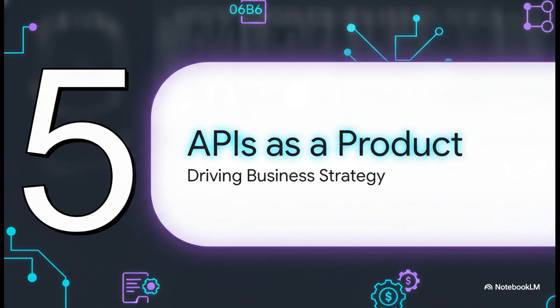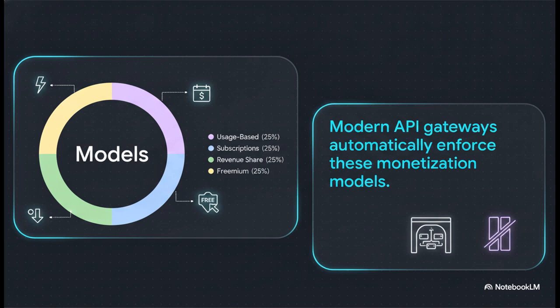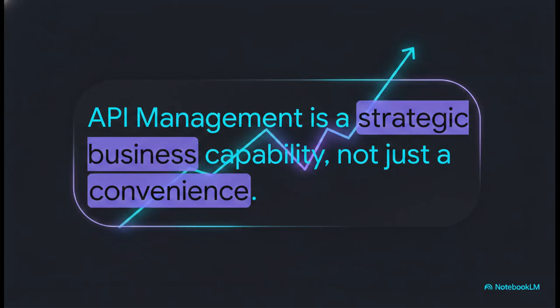Section 5. APIs as a monetizable product. For our final section, we're zooming out from writing code to driving the actual business, because APIs are highly monetizable assets. There are 4 dominant monetization models today. You've got usage-based pricing, where clients simply pay per call. You have subscription tiers offering fixed monthly rates for specific capabilities. There's revenue sharing for platforms facilitating transactions, and of course, freemium models to drive that initial adoption. Modern API gateways automatically enforce these models by tracking usage against subscription entitlements and integrating directly with billing platforms like Stripe.